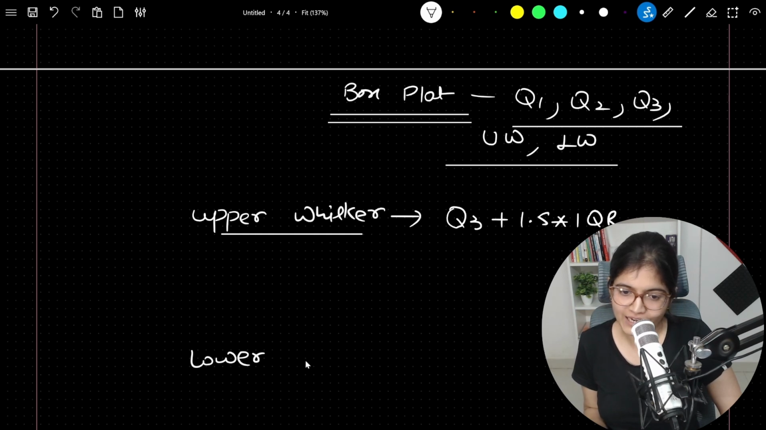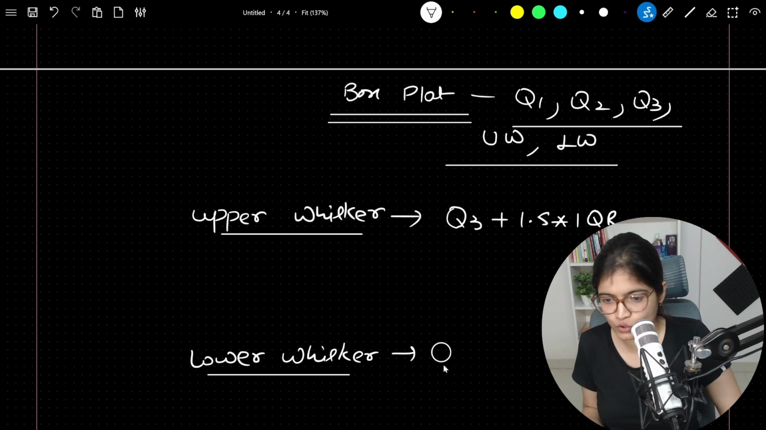Similarly, to evaluate the value of lower whisker, you will see the value of Q1 minus 1.5 times of IQR.